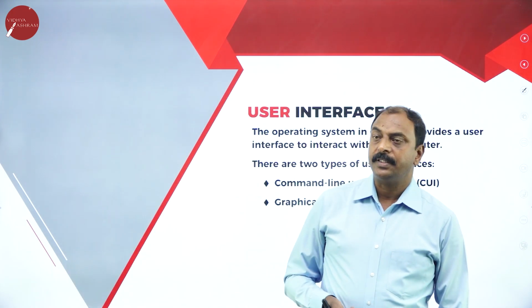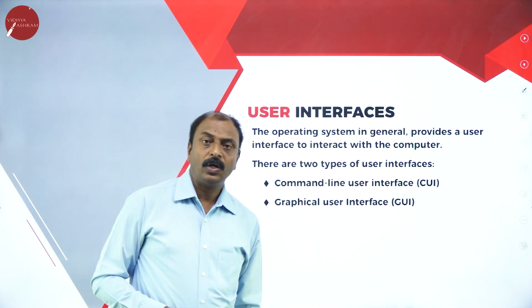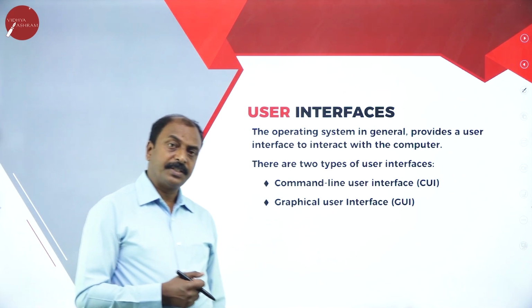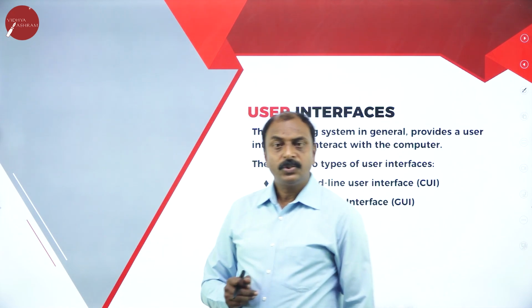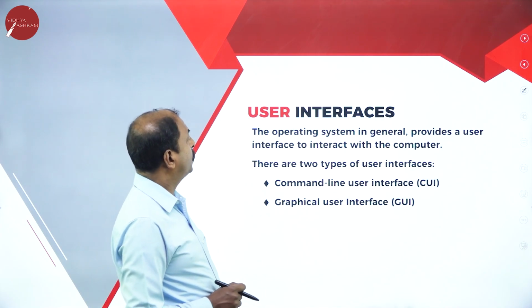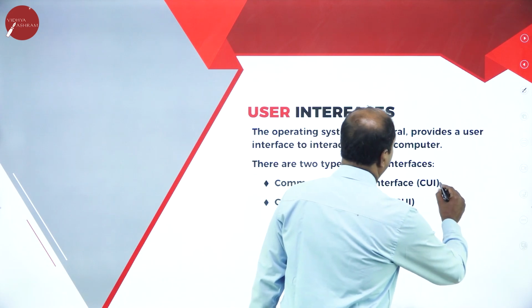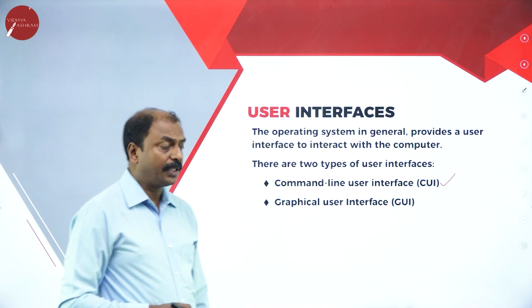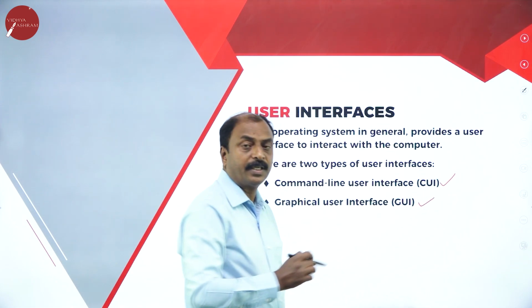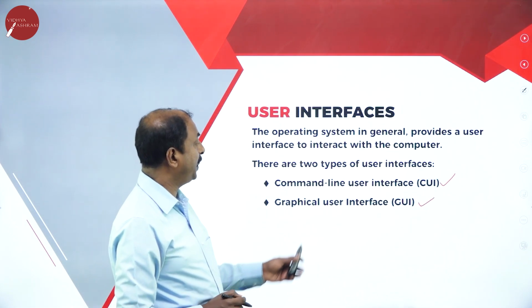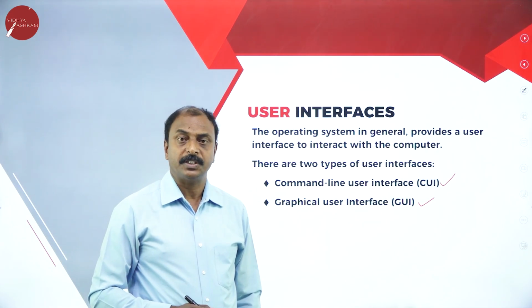Now the next concept is user interface. So what is the meaning of user interface? Now we have learned that an operating system is an interface between the user and the computer. Under that there are two types of interface for the user. One is CUI, nothing but command user interface, and the second one is GUI, nothing but graphical user interface. The meaning of these two is different methods to communicate with the computer system.